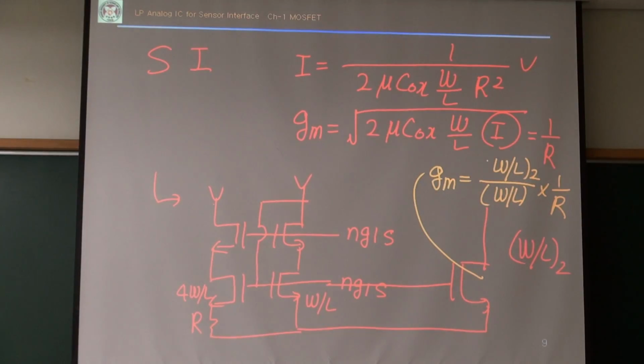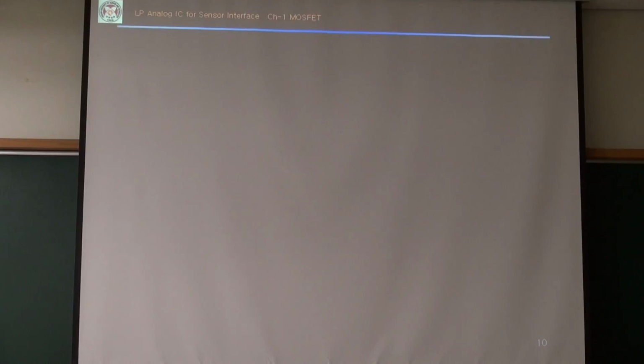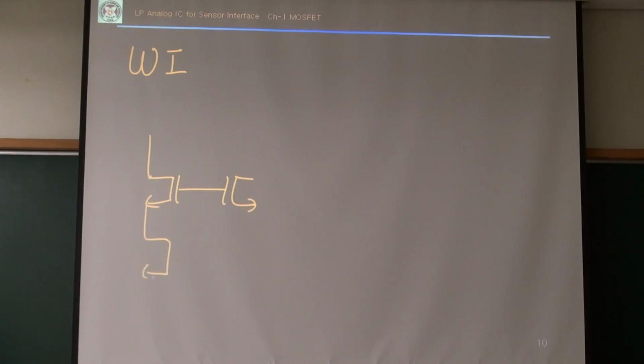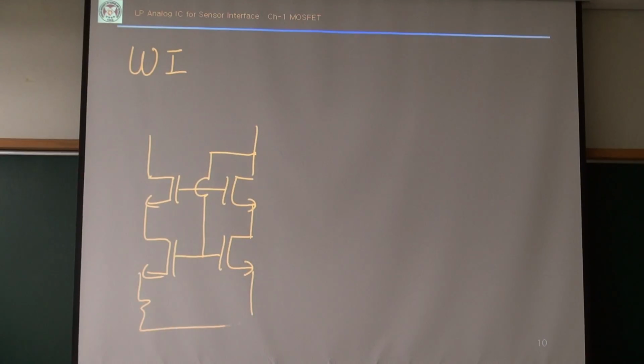In the subthreshold, we could find a similar thing, right? So in a weak inversion, the GM is also proportional to 1 over R. Say, for example, something like that. This is a weak inversion. This is 4W over L. This is just W over L.